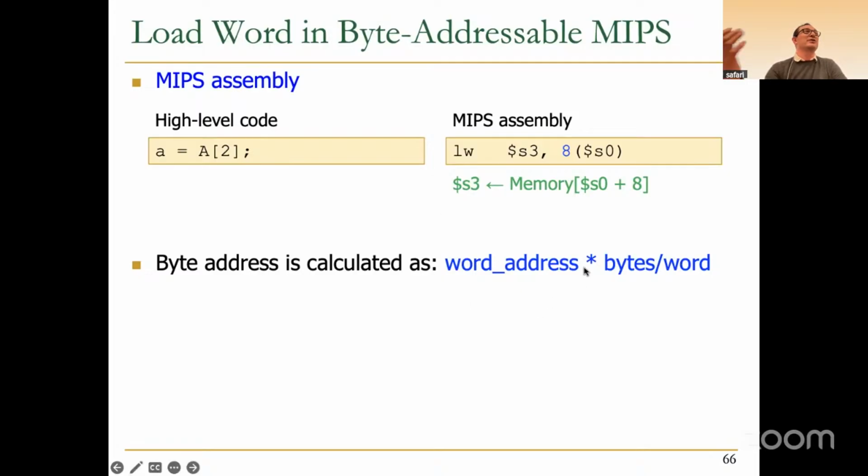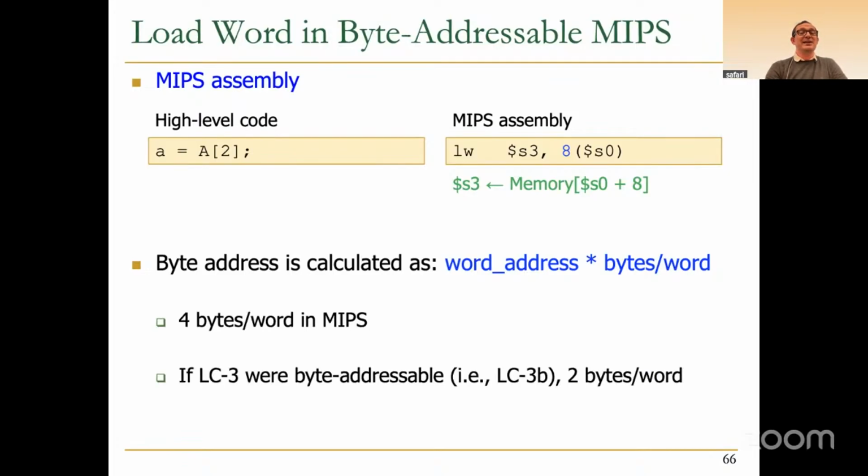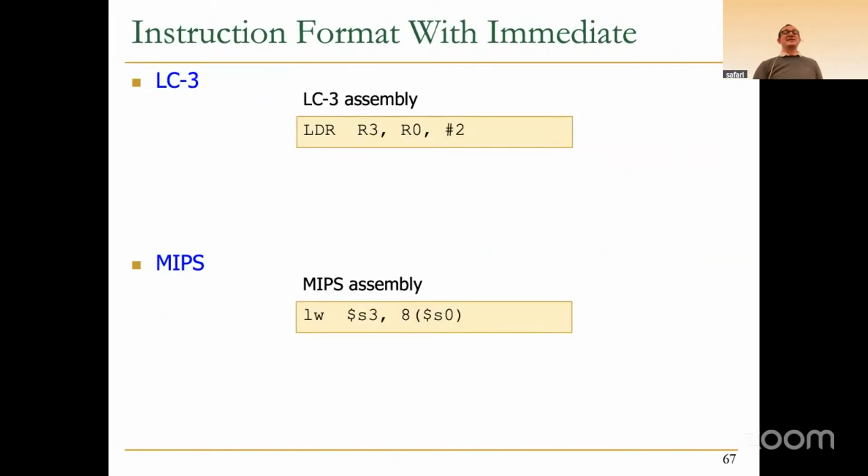Basically, byte address is calculated as word address times bytes per word. Bytes in a word in MIPS is 4. And we already discussed that. If LC3 were byte addressable, you would have 2 bytes per word, and you would multiply by 2 essentially. And you will see that later on. Okay, now let's encode these. These are the instruction formats with immediate for LC3 and MIPS. As you can see, they look very similar. I look at the byte addressable version of MIPS because MIPS is really byte addressable. That's how the ISA is defined. LC3 is word addressable.